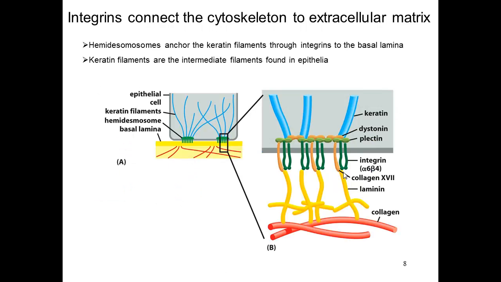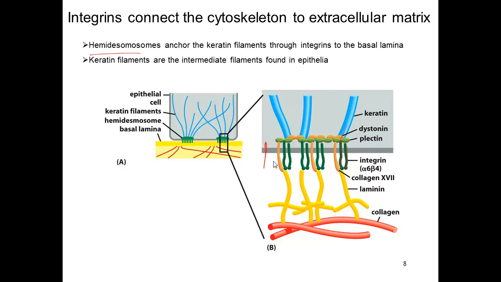Desmosomes involve attachments of two cells, and hemidesmosomes mediate the interaction of one cell to the extracellular matrix. Here, the proteins connecting the intermediate filaments of the internal cytoskeleton to the outside world are called integrins, and this is a large family of proteins. And it's these hemidesmosomes that provide the attachment points to the extracellular matrix, or the surface on which the cell is sitting.